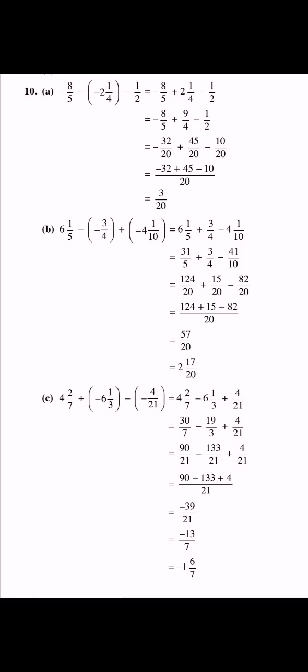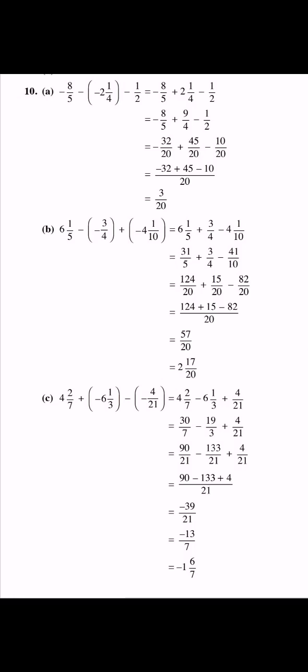Starting with question number 10 part A, we are given the question minus 8 divided by 5 minus into minus 2 whole 1 divided by 4 minus 1 divided by 2. After simplification, it will become minus 8 divided by 5 plus 2 whole 1 divided by 4 minus 1 divided by 2, because we know that whenever we multiply minus with minus, it gives us a positive sign.